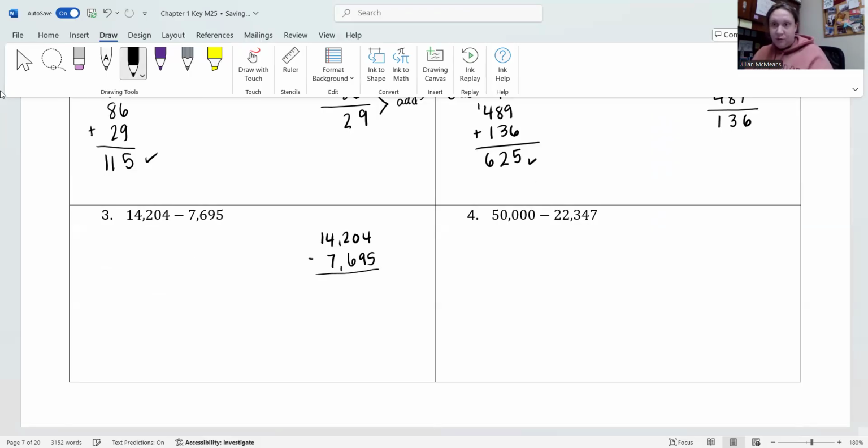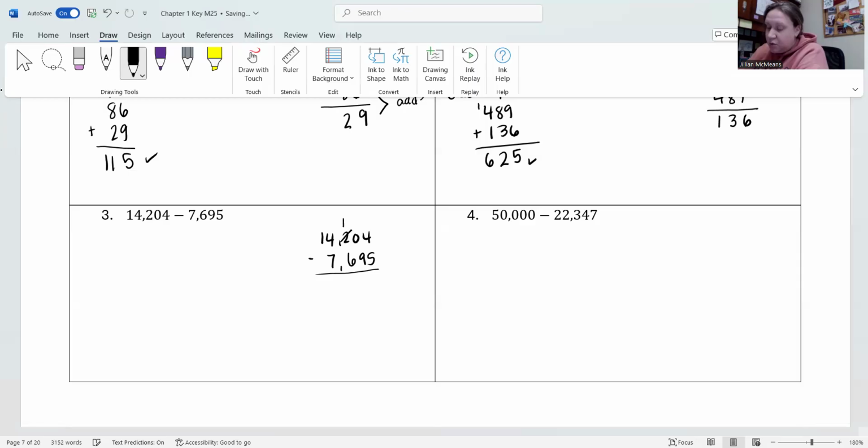I cannot take 5 from 4. The issue is when I go directly to the left of 4, I have a 0, but I can't really borrow from a 0. So in a situation like this, you need to go to the first non-zero digit to the left. Okay, so we need to take 5 from 4. We can't do that. I need to borrow. So you go to the first non-zero digit to the left. So that would be the 2.